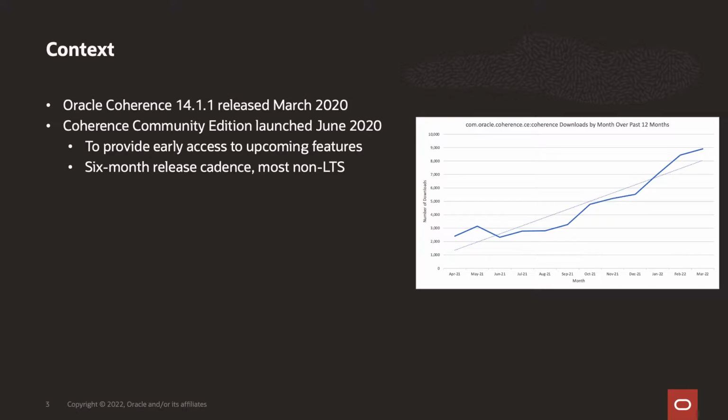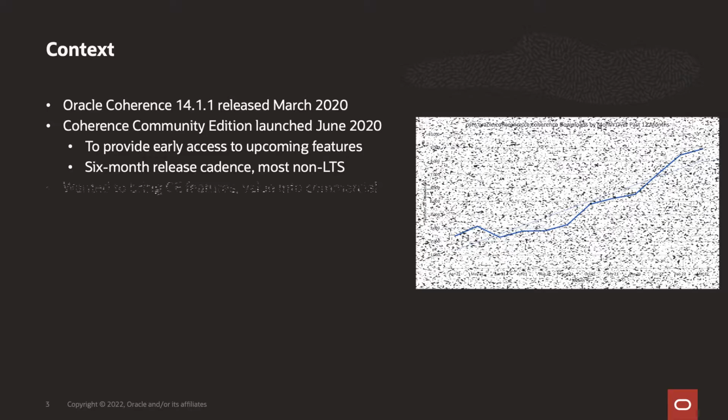And most of these releases were non-long-term support. The graph on the right here just shows the number of downloads of Coherence Community Edition by month over the last year, and the trend shows 4x growth year over year in the number of downloads, and the same trend held true for the previous year before the one shown here.